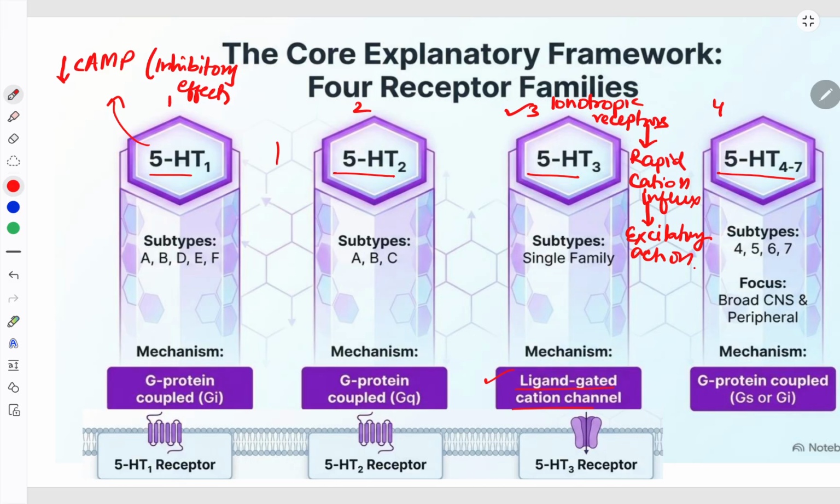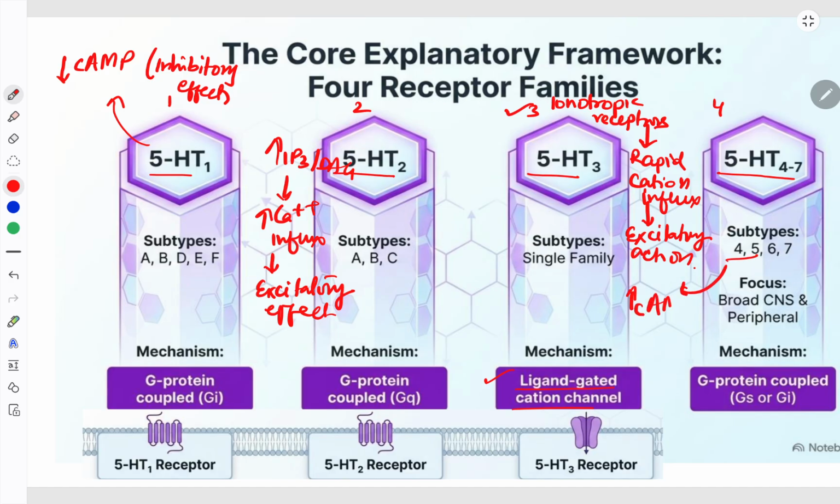5-HT2 acts by increasing IP3 and DAG levels and thereby increasing calcium influx, and therefore this one also produces an excitatory effect, just like 5-HT3 receptors. 5-HT4 also increases cAMP, unlike 5-HT1, and thereby causes an excitatory effect.